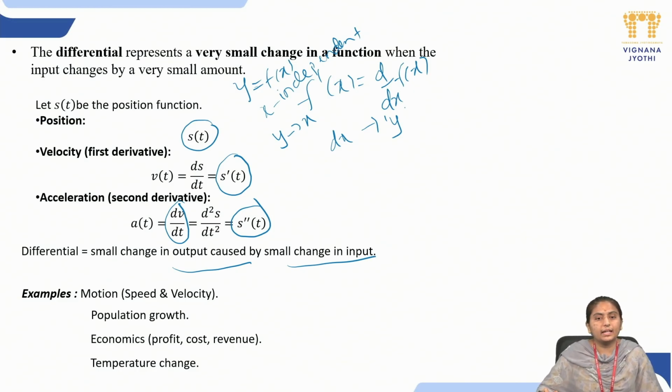And here we can see the examples. In general, motion through the calculation of speed and velocity, and population growth, as time increases the population might increase or decrease. And in the economic sectors also, profit, cost, and revenue all depend on time. And the temperature effect also. So we can calculate these by the concept of differentiation.